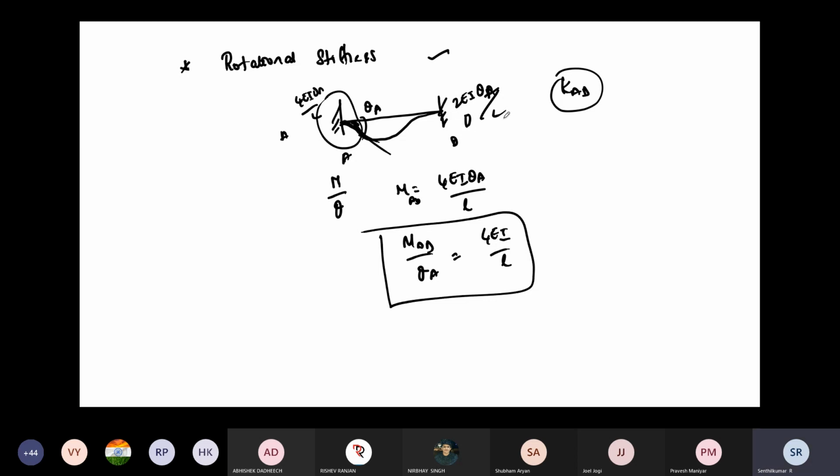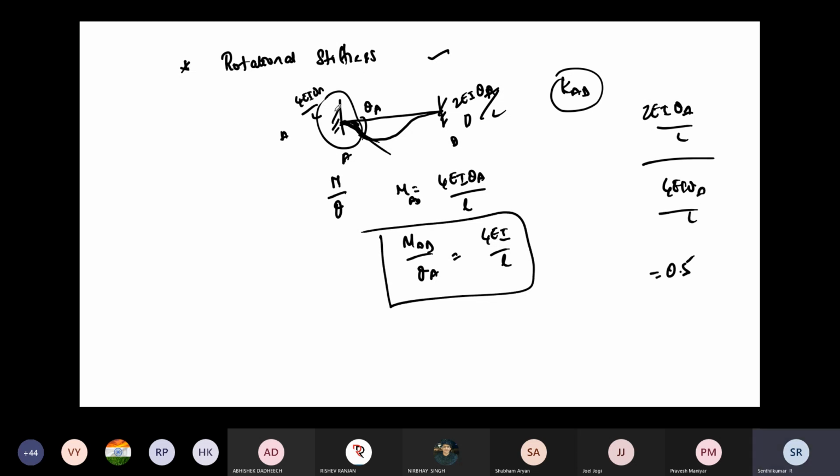Okay. So now the thing is, due to applying some rotation here, you are getting the stiffness. Another moment also is 2EI theta by L. At the far end also you are getting moment because you are applying some rotation. So whatever moment you are applying on the joint, 50% of moment is carried over to the far end. Yes or no? For example, 2EI theta A by L divided by 4EI theta A by L. What is that value? It is 0.5.